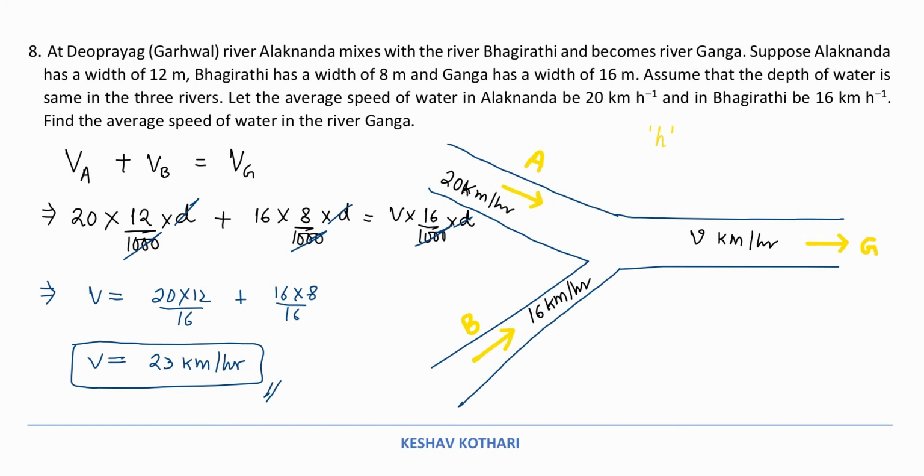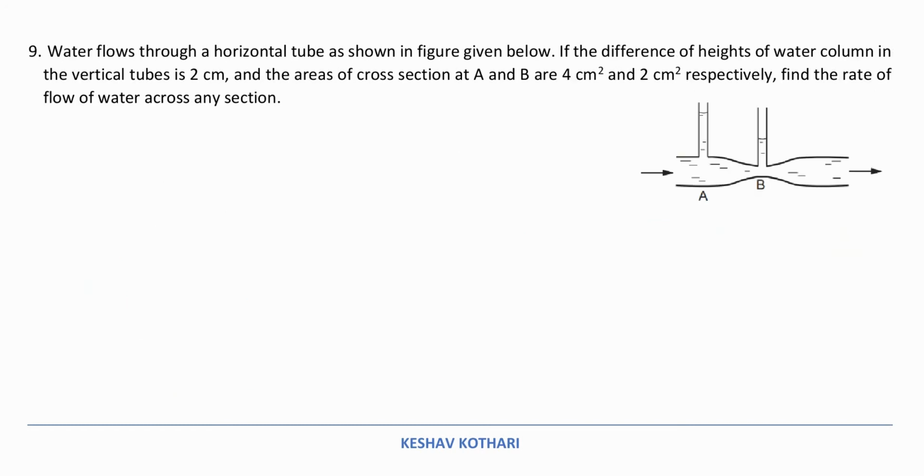Let us move to the next problem. So in this next problem, we have a venturimeter arrangement. Water flows through the horizontal tube as shown in the figure given below. If the difference of the height of water column in the vertical tubes is 2 centimeter, and the areas of the cross section A and B are 4 centimeter square and 2 centimeter square, find the rate of flow of water across any section.